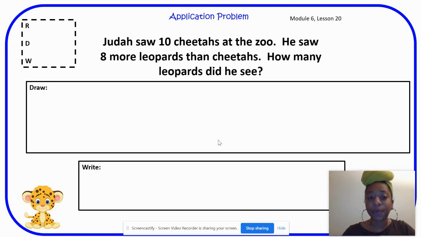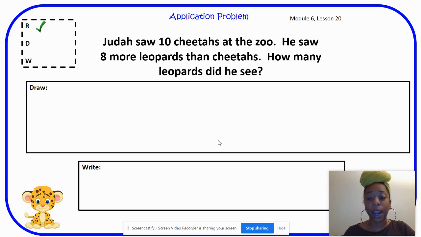Okay, my turn. Listen closely. Judah saw 10 cheetahs at the zoo. How many cheetahs did Judah see? He saw 10. Good job. He saw 8 more leopards than cheetahs. How many leopards did he see?